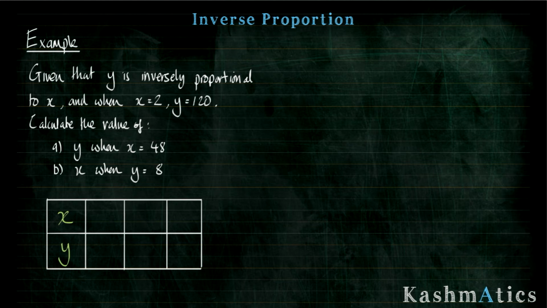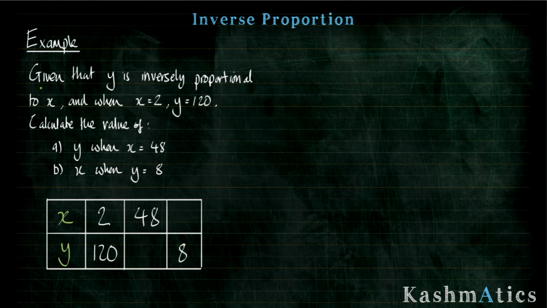Now the first thing I'm going to do is condense all this information into a table, and I want you to remember how I've done that because the questions I'm going to ask you to do will be given in a table rather than as a big question like this one. So let's just put all this information into the table. When x equals 2, y equals 120. And I'm going to work out what y is when x equals 48. So put 48 there because we're going to work out this value. And work out what x is when y equals 8. So put 8 there because we're going to work out this value.